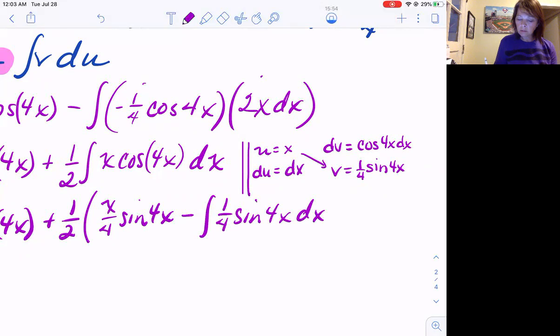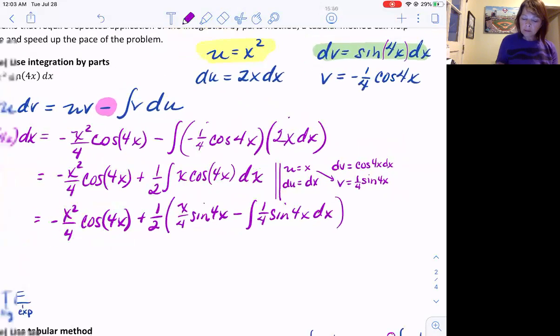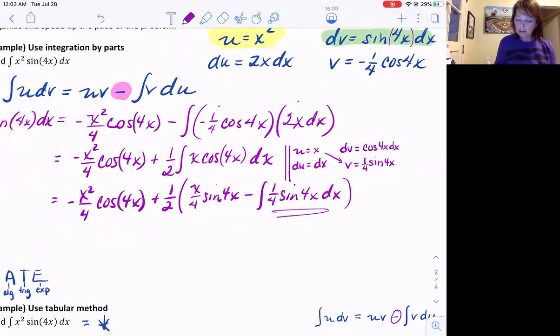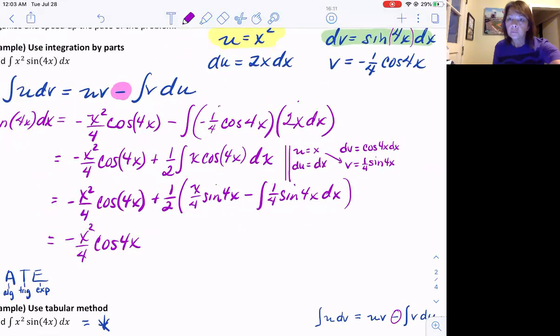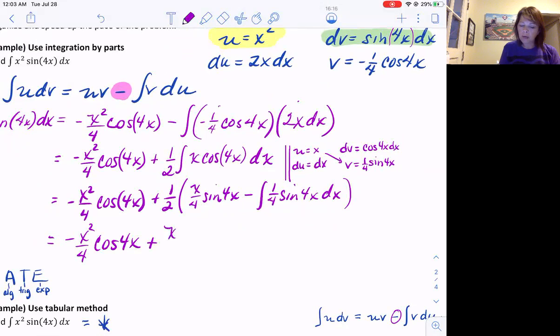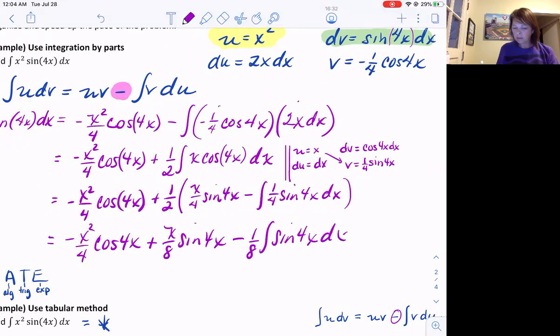So du is equal to dx. And there you have it. So now all I have to do is integrate this last antiderivative. So I have negative x squared over 4 cosine 4x, as you see, and then this is going to be plus x over 8 sine 4x. And then I'm going to distribute, I'm going to have a minus 1/8, and then the antiderivative of sine 4x dx.